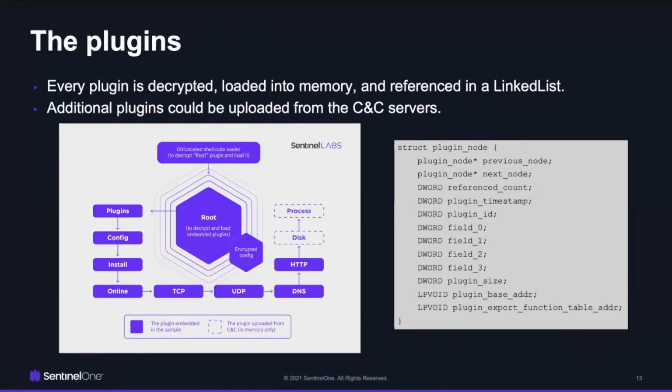Aside from the plugins embedded in the sample, additional plugins could be uploaded to the infected host from the CNC servers. For example, if the disk plugin is not embedded in the sample in the first place, after SHADOWPAD connects back to the CNC server, the attacker can upload the disk plugin through the controller. The plugin will be sent to the infected computer, and the backdoor will decrypt it, load it into memory, and store the plugin inside the linked list as well. This gives the user big flexibility to add plugins whenever they need.